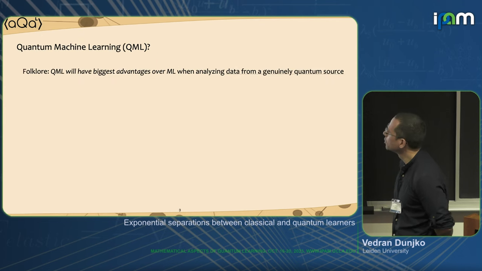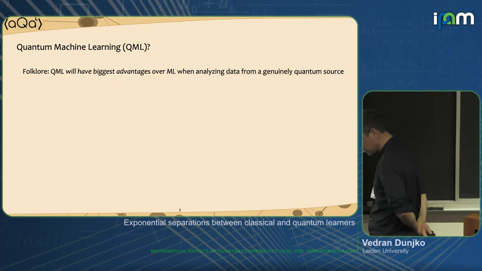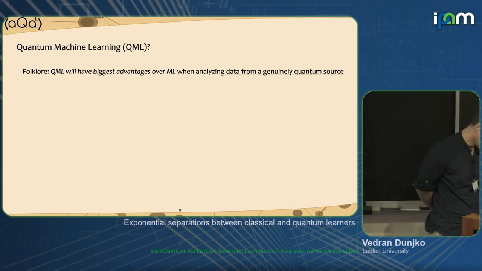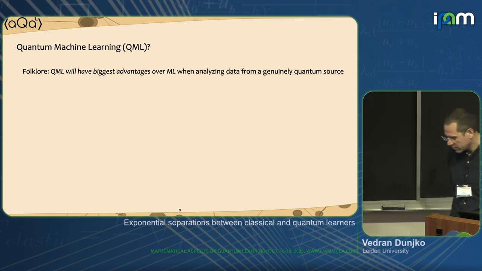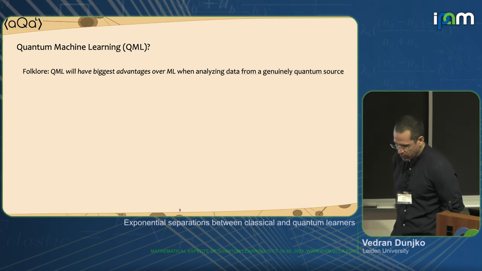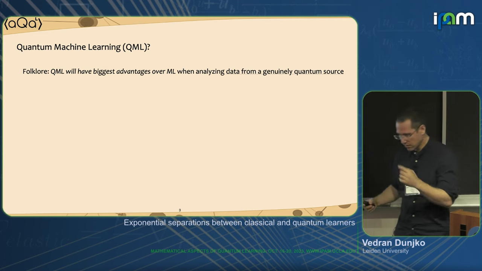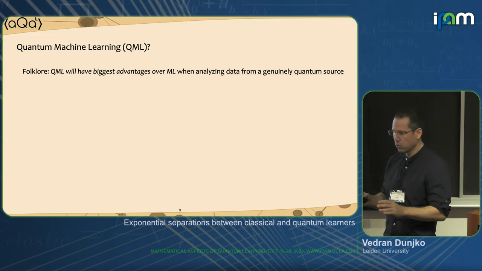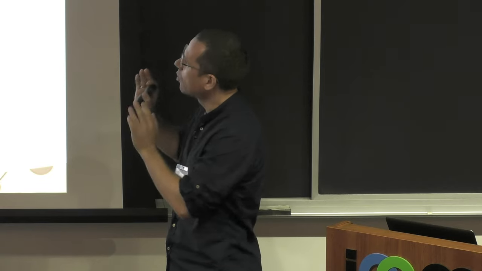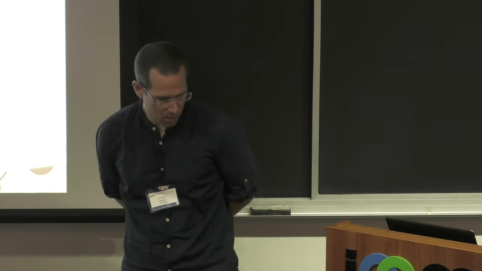And then you move on to quantum machine learning, and you ask yourself, what is that thing good for? And in my mind, there had been for a long time this folklore that we should be learning quantum systems, right? And then I'll repeat this again. I don't mean quantum states. I mean data which come from measurements of genuinely quantum systems. Like that's what I always felt to be true.